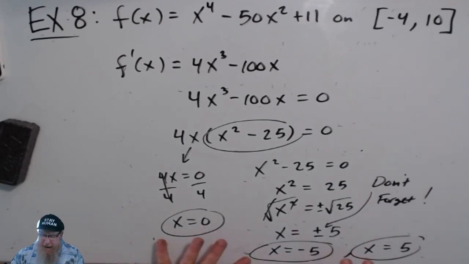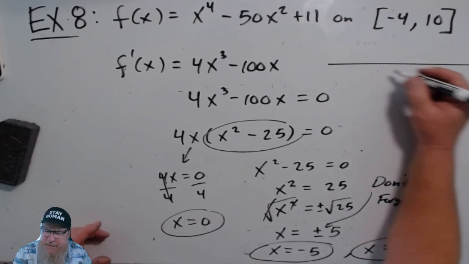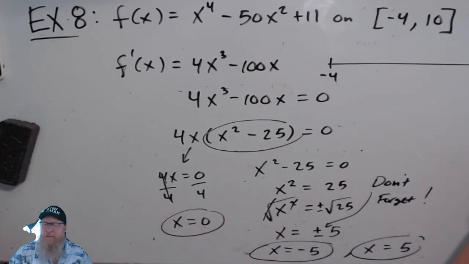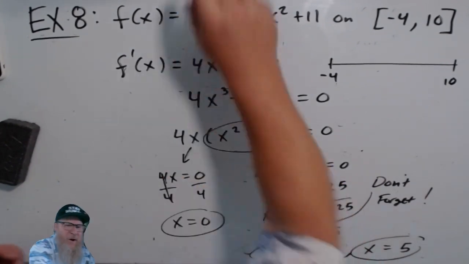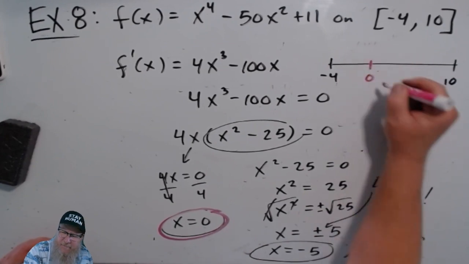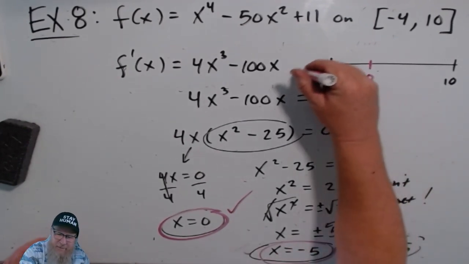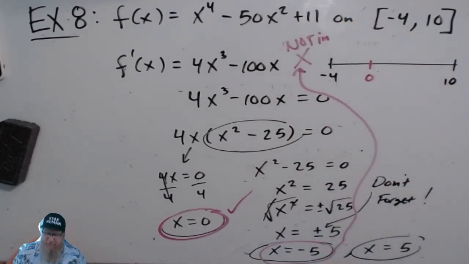All right, so now let's check. Are all of these in the interval? So here's 10. Here's -4. Sorry, you can't see that. There's 10. There's -4. So 0, is that in the interval? Yeah. Check. 0's in the interval. -5. Not in the interval. Negative 5 is outside the interval.